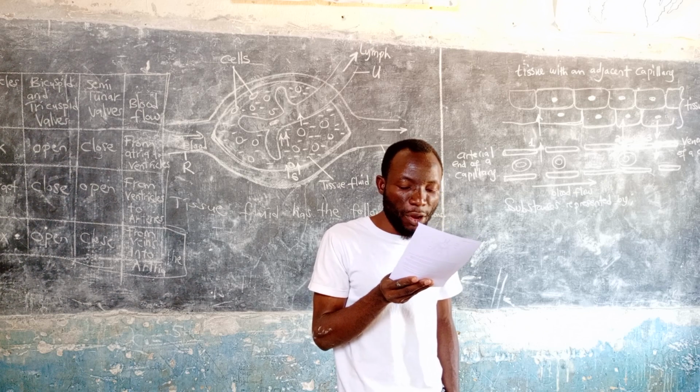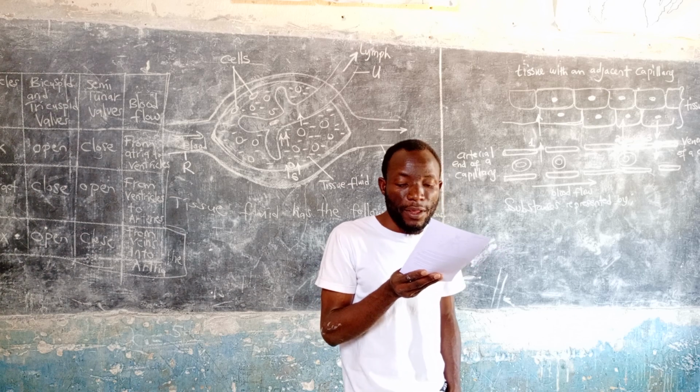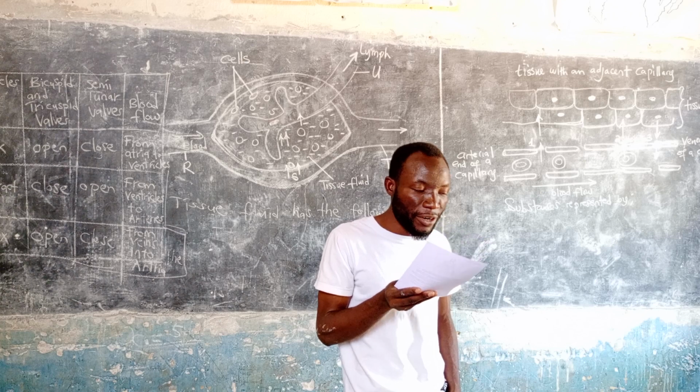The two prominent features along the lymph vessels are the valves and the lymph nodes. The valves keep the lymph flowing in one direction.